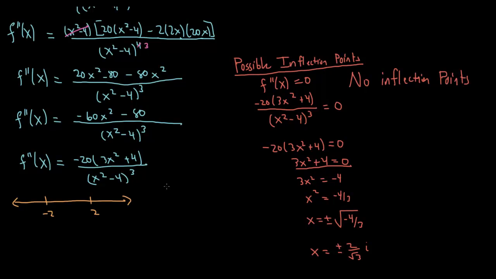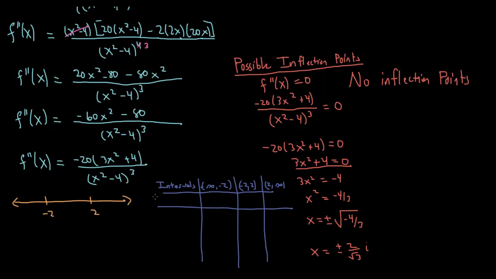All right, so let's build out our chart for concavity. So we're going to have our intervals. We're going to have negative infinity to negative 2. We're going to have negative 2 to positive 2. And we're going to have from 2 to infinity. Let's look at our test points. Let's pick a negative 3. Let's pick a 0. And let's pick 4 just to mix it up. We are looking at the sign of f double prime, since we're considering the second derivative. So where is our second derivative?